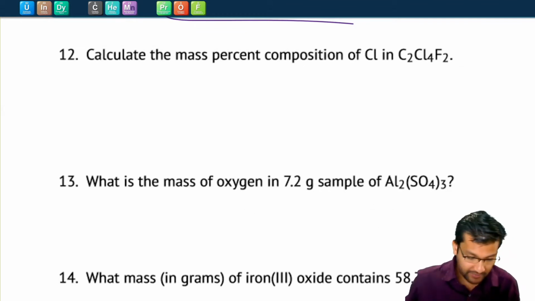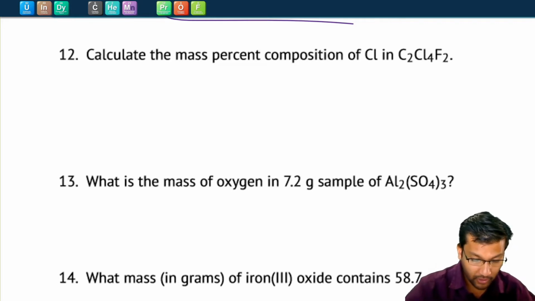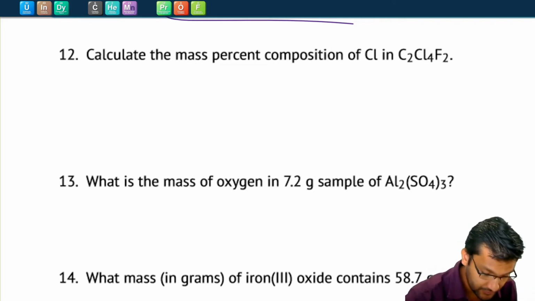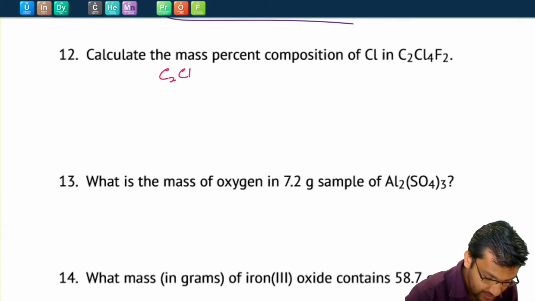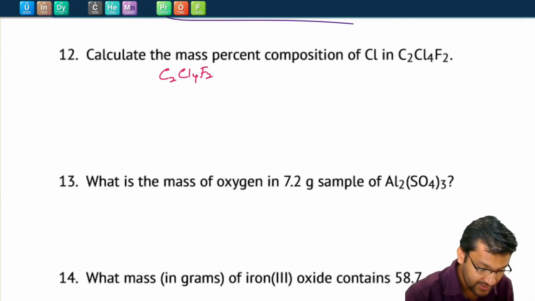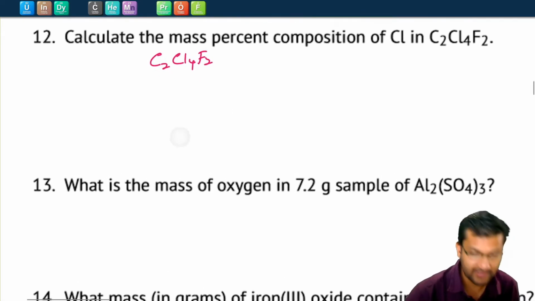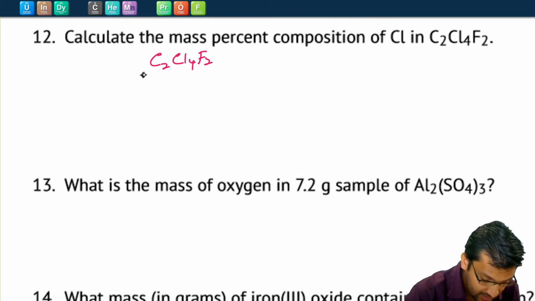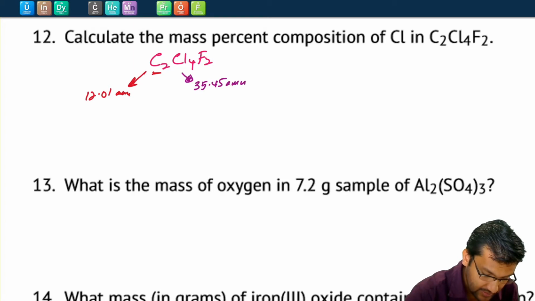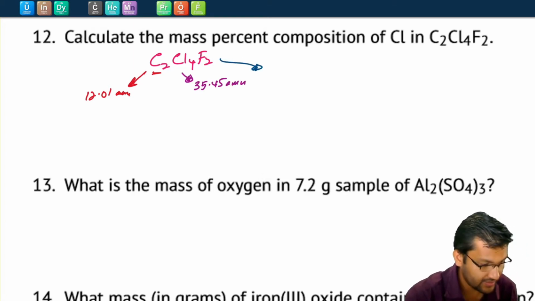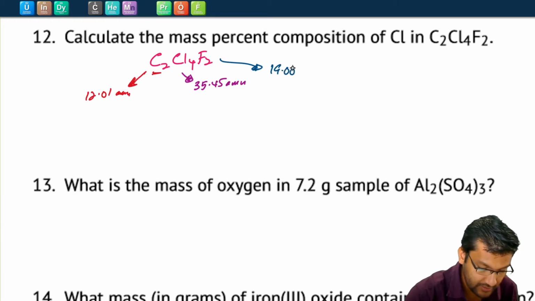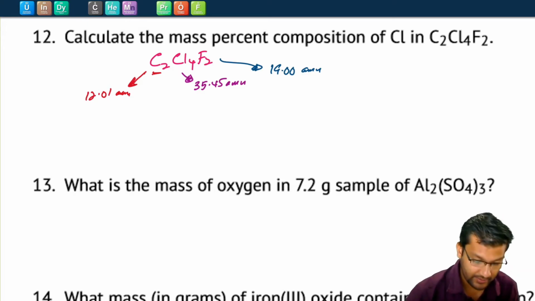Okay, so number 12 asks us to calculate the mass percent composition of chlorine in C2Cl4F2. So in each of these cases, we have to figure out what their atomic masses are before we can calculate the total mass, right? So carbon has a mass of 12.01 atomic mass units. Chlorine has an atomic mass of 35.45 atomic mass units. And fluorine has an atomic mass of 19.00 atomic mass units. You can find these values in any periodic table.